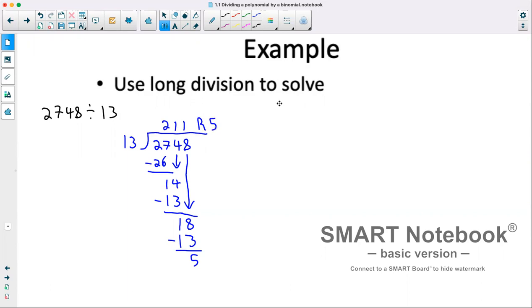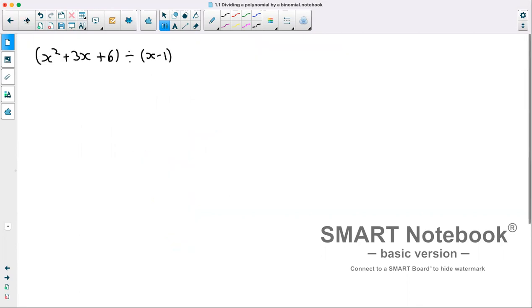So now that we've gone over this question from the past, we will look at what happens when we have a polynomial in here and a binomial here. So we have this example, x squared plus 3x plus 6 divided by x minus 1. So we'll set it up the same way. So we have x minus 1 out here, and then x squared plus 3x plus 6.